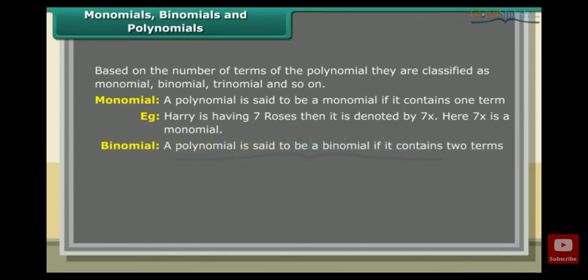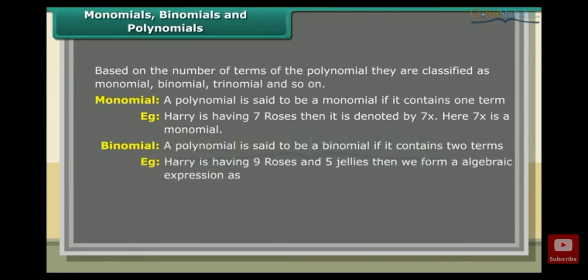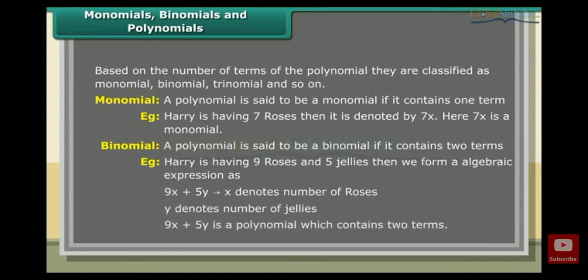Binomial. A polynomial is said to be a binomial if it contains 2 terms. Example, Harry is having 9 roses and 5 cherries. Then we form an algebraic expression as 9x plus 5y. x denotes the number of roses, y denotes the number of cherries. 9x plus 5y is a polynomial which contains 2 terms.